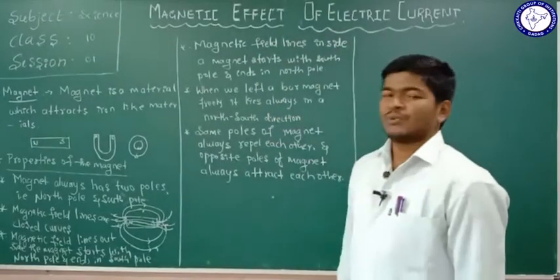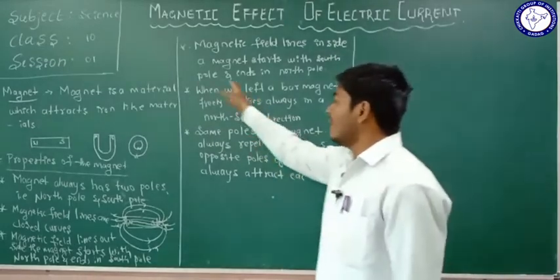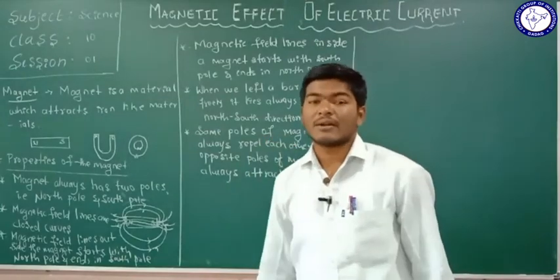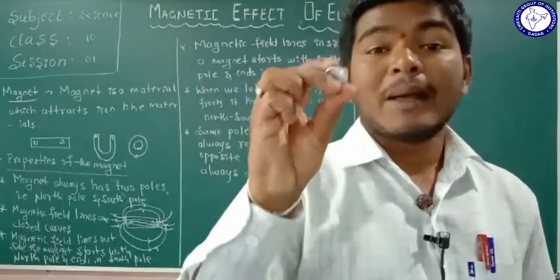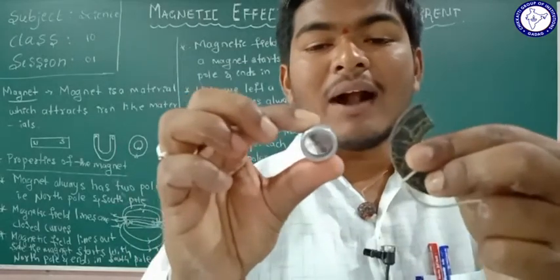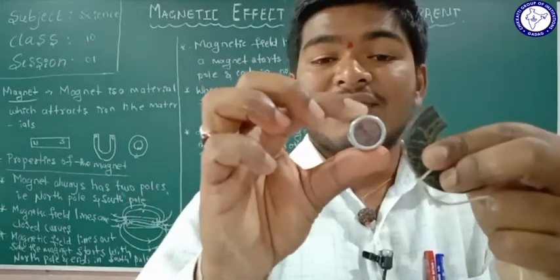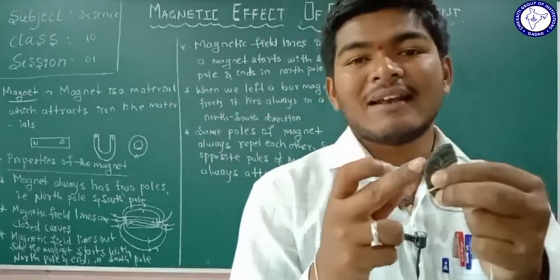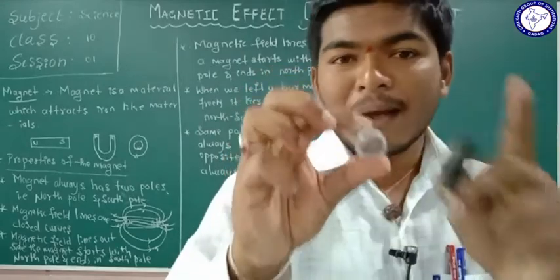If any material is a magnet, it should show these properties, and only then do we call it a magnet. This compass is also made up of a magnet. When this compass comes in contact with a magnet, you can clearly see the compass shows a lot of deflection. Why does it show so much deflection? Because the magnetic field lines act on the other magnet present in the compass, isn't it?